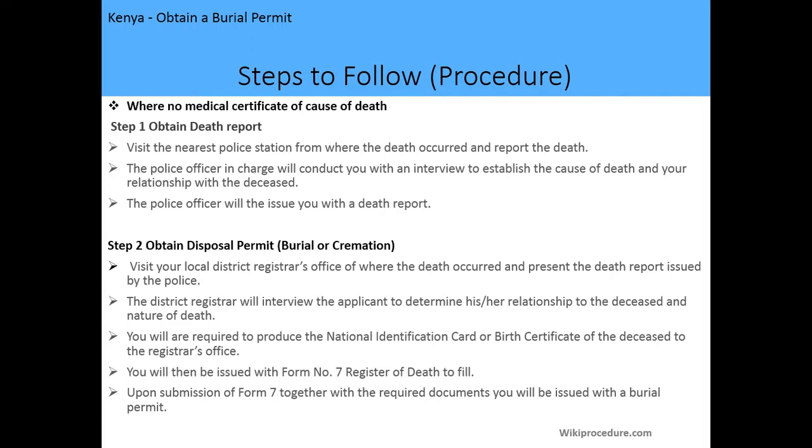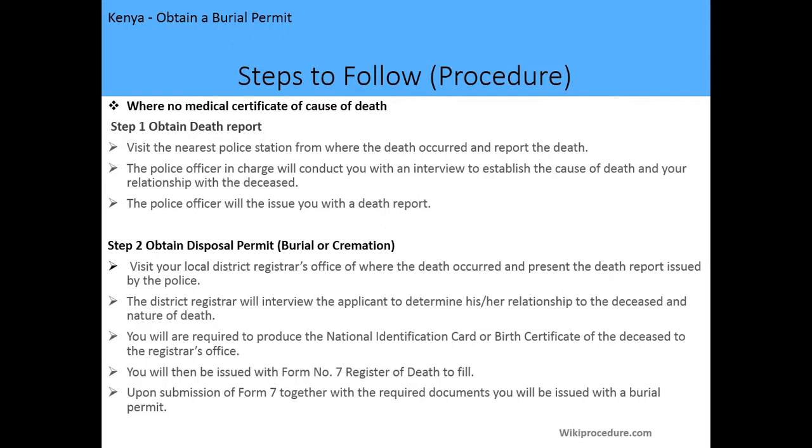The second scenario, where no medical certificate of cause of death is issued, this is where there is no form number 6, in short, which means where the death occurred in any other place other than a hospital and no medical practitioner confirmed the cause of death, so you don't have the medical certificate of cause of death. So the first thing to do, you need to obtain a death report.